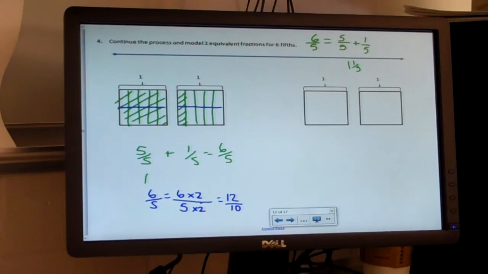How could you create another equivalent fraction? Spencer, how can we create another equivalent fraction? Put 2 lines. Can we draw the lines yet? Oh wait, no, we have to color it in. So we have 5/5, 6/5, okay? Then we draw 2 lines across.